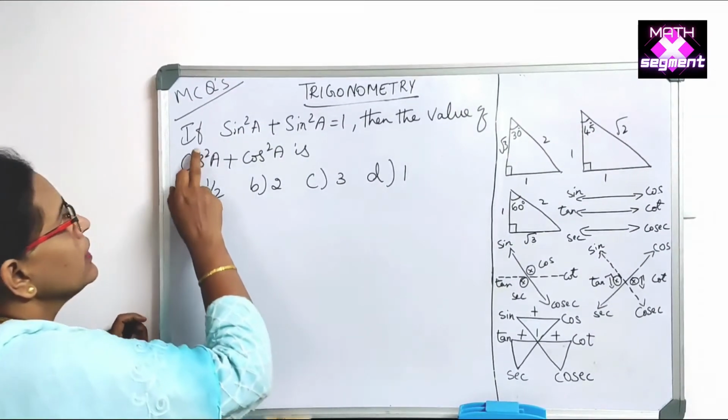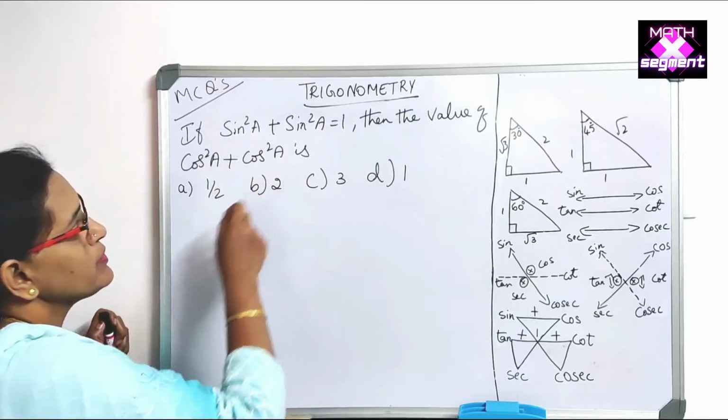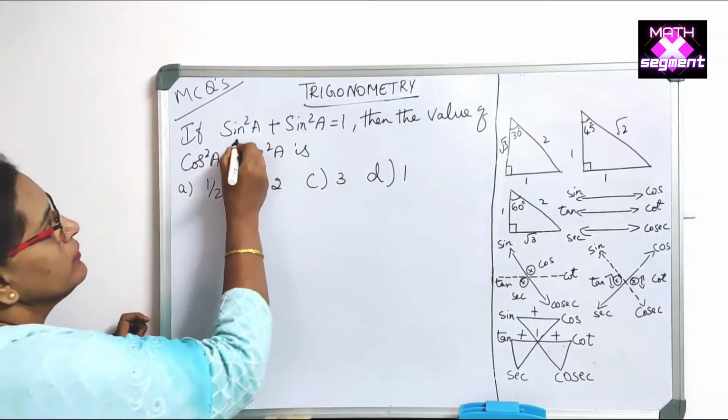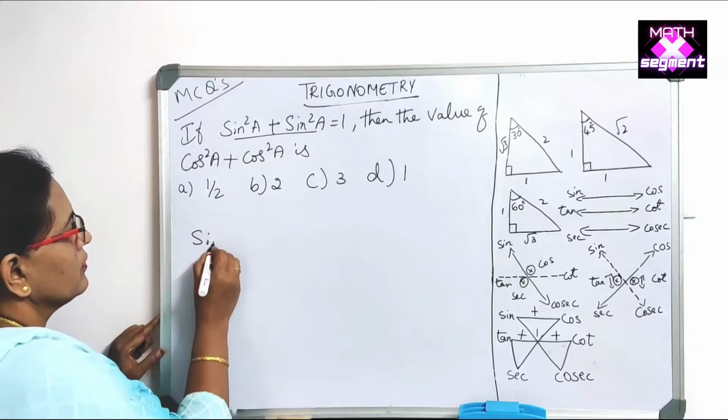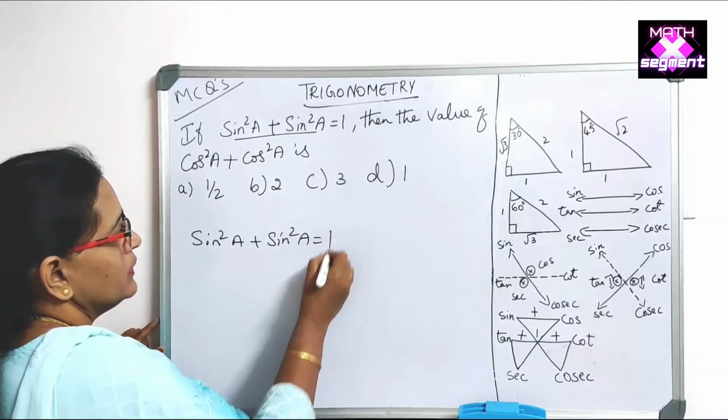Let's solve the first question. If sin square A plus sin square A is 1, then the value of cos square A plus cos square A is. So here the given information is sin square A plus sin square A is equal to 1.